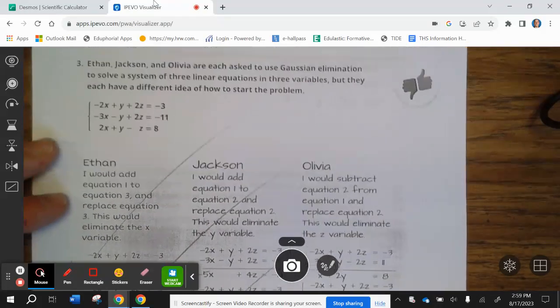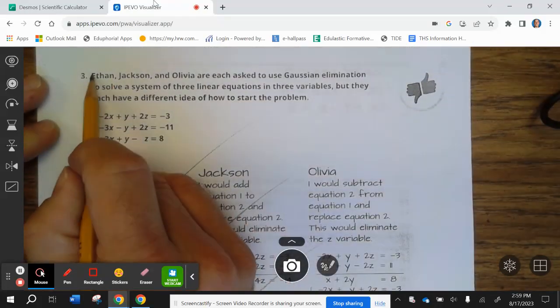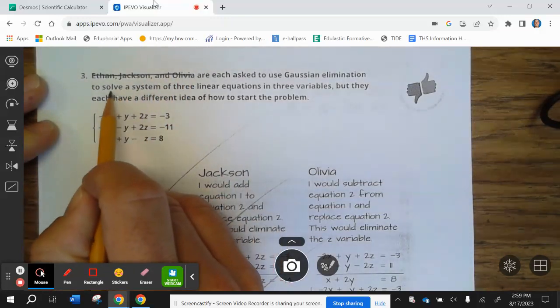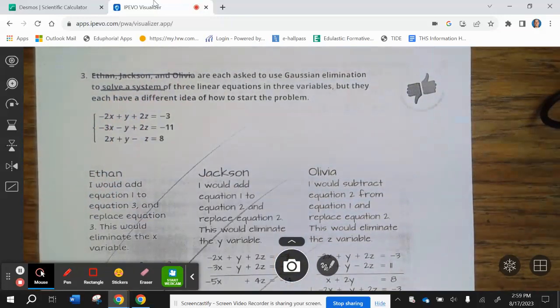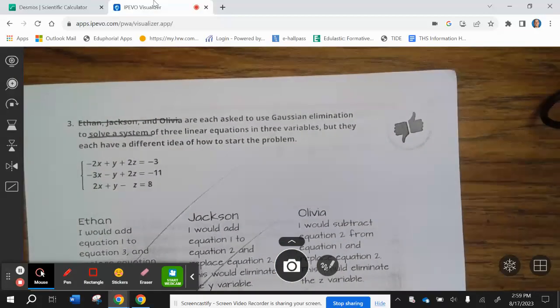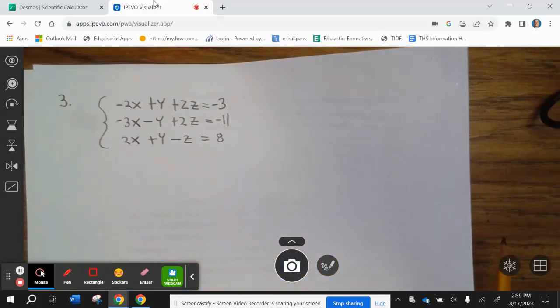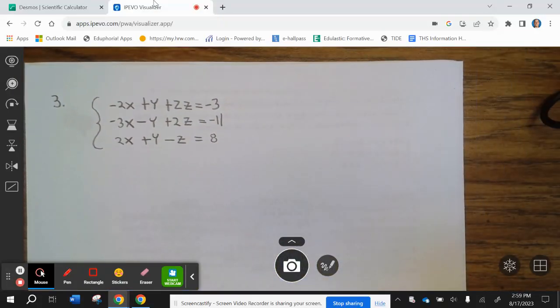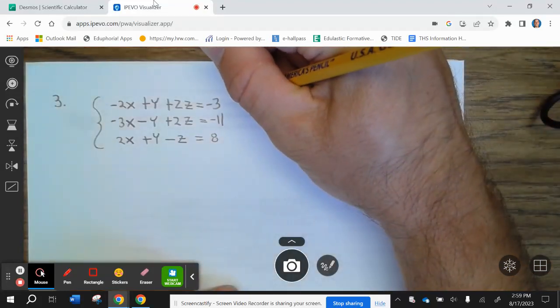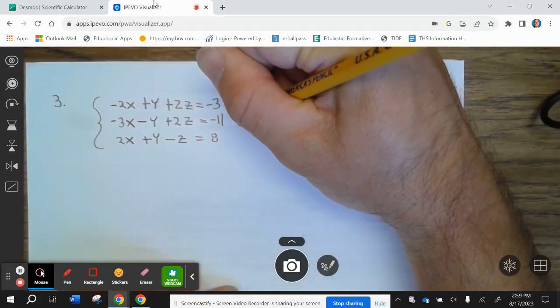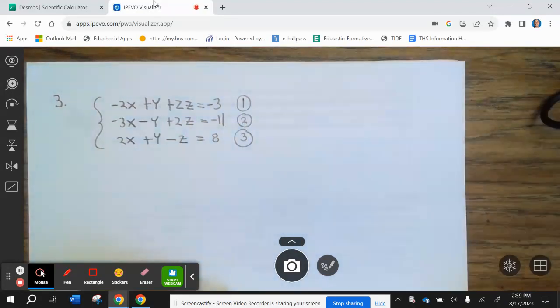All right. Again, we don't care about Ethan, Jackson, and Olivia. All we care about is we want to solve the system. Okay, so let's go ahead and do that. And again, I'm going to work it on the back page. You have to use a separate sheet of paper. Call this equation 1, call this equation 2, call this equation 3.